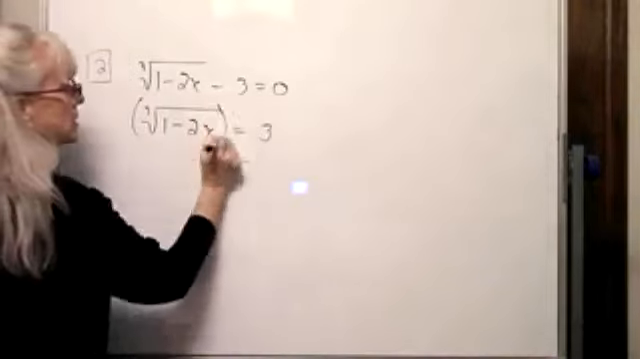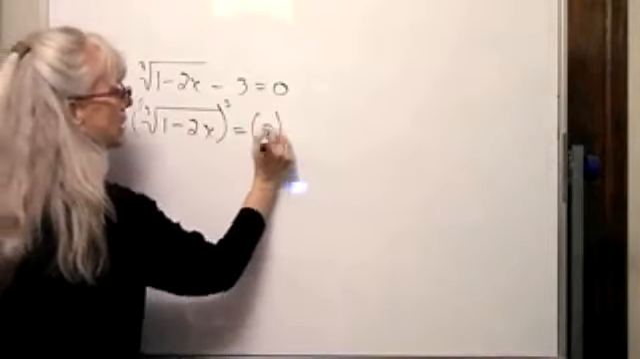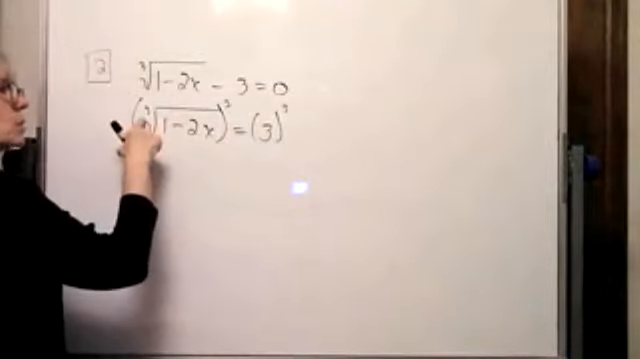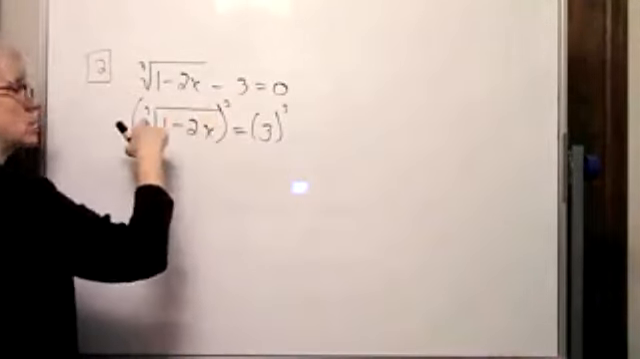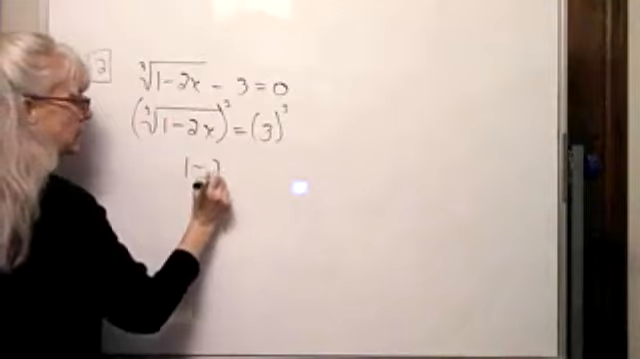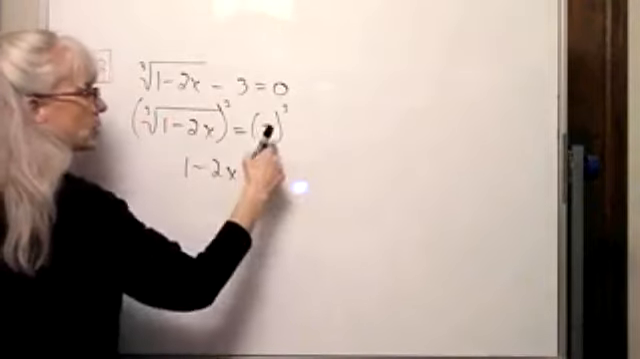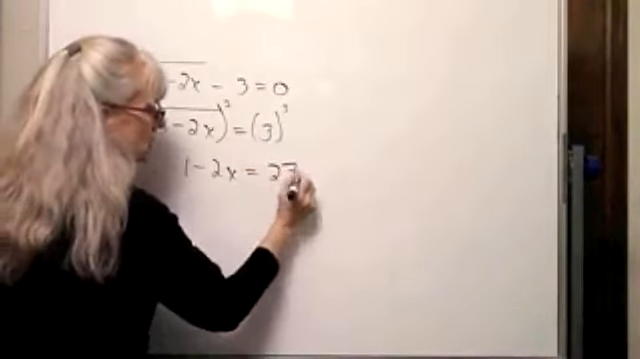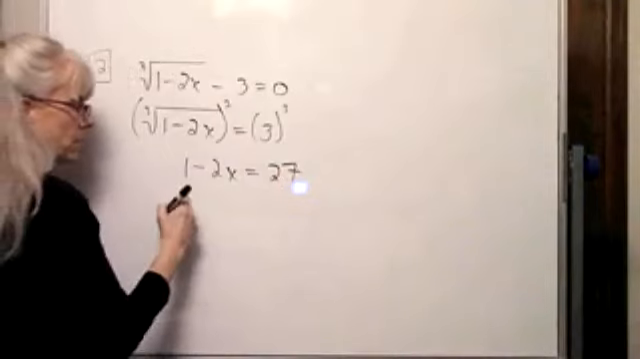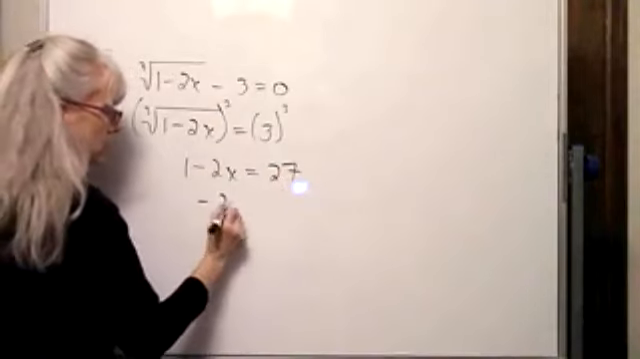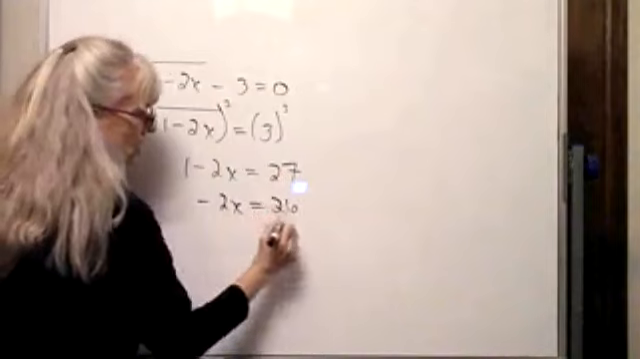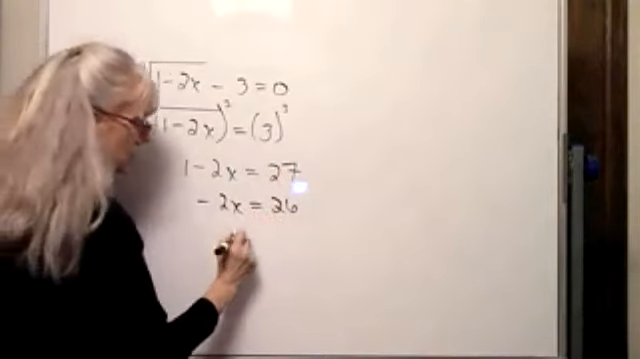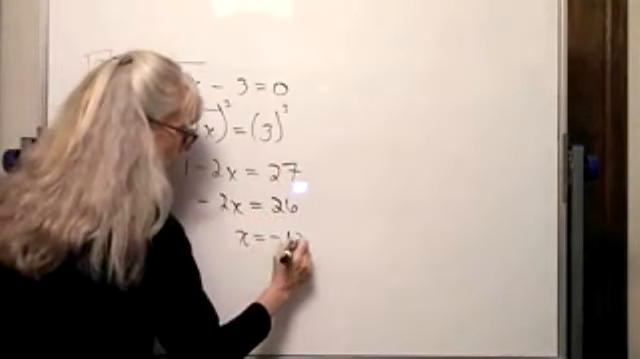So we're going to raise both sides to the 3rd power this time, and again, that's because it's a cubed root. So this cubing will undo the cubed root and leave me with 1 minus 2x. 3 to the 3rd power is 27. We'll go ahead and solve from here, moving the 1 to this side. We'll get negative 2x is equal to 26. And then we're going to divide out that -2, and we'll get x equals -13.